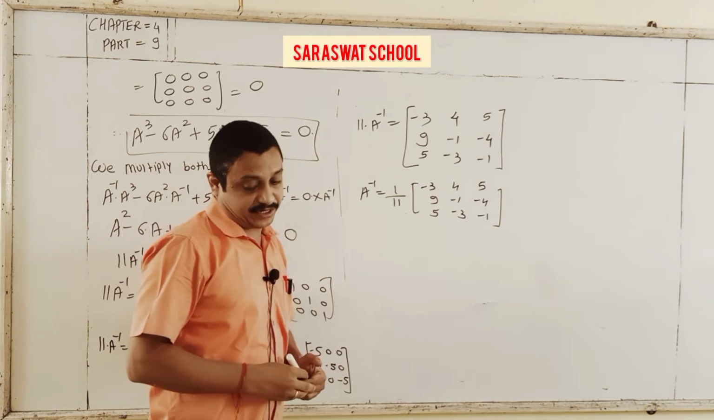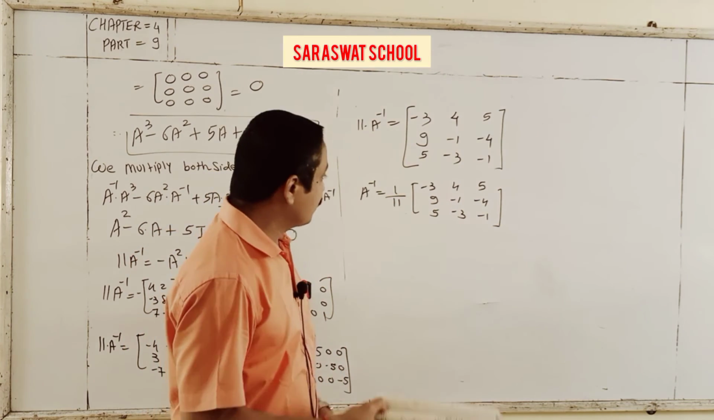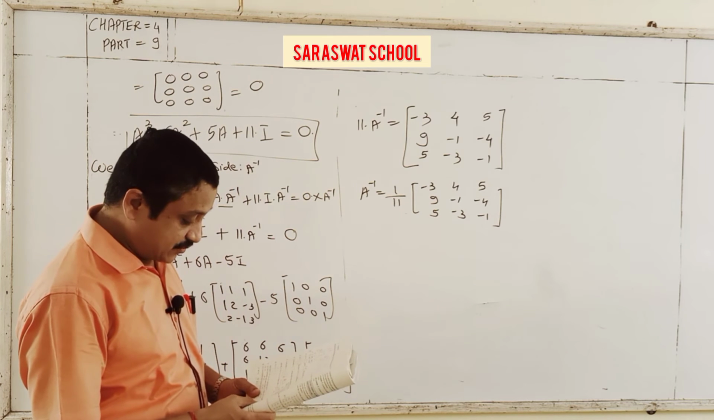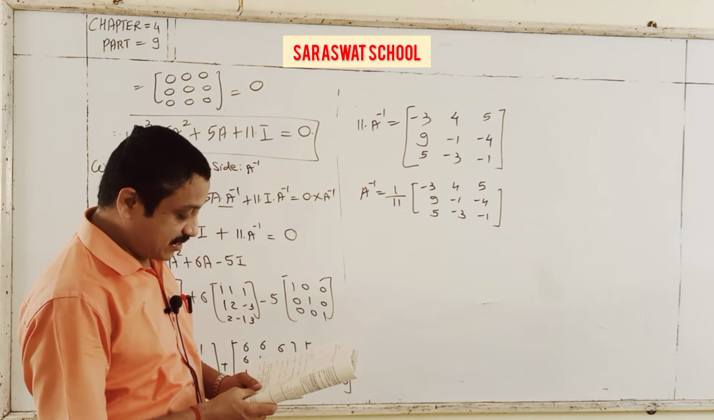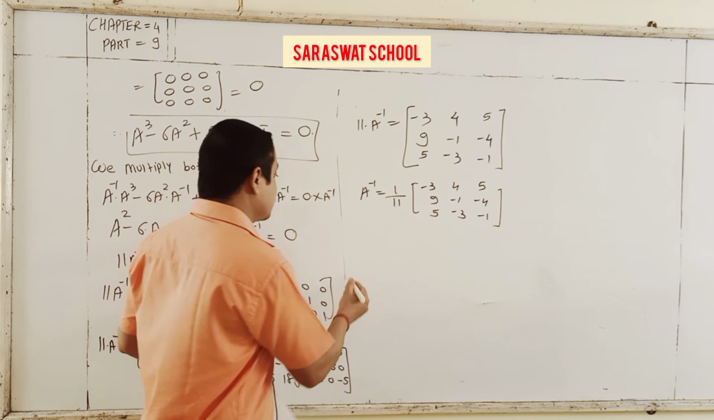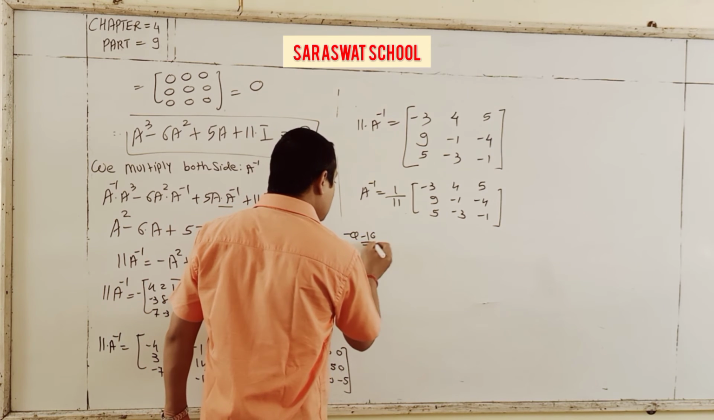So A inverse is 1 by 11 times, just as it is write down, 5 minus 4 minus 1, and that's your answer: minus 3, 4, 5, 9, minus 1, minus 4, and here last of the 5, minus 3, minus 1. So it is question 16, you calculate it yourself. Homework.